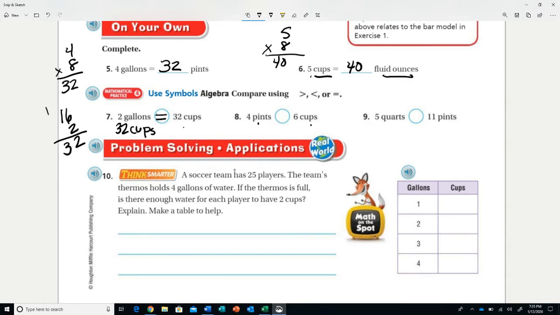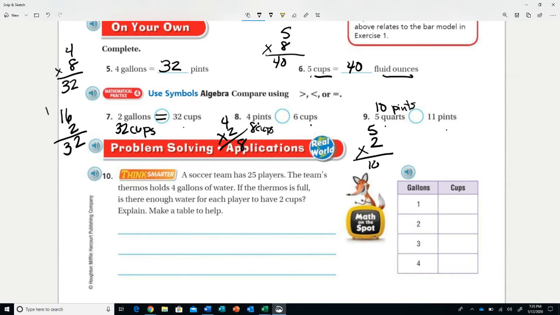Pints to cups. I know that each pint has 2 cups. So this is going to be a total of 8 cups. And I'll let you do the comparison symbol. Quarts to pints. I know for every quart, I have 2 pints. So 5 quarts becomes 10 pints. And you can finish that up.